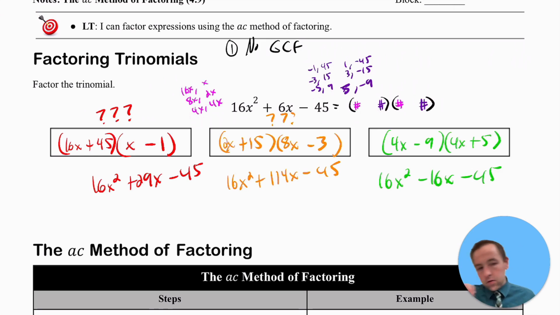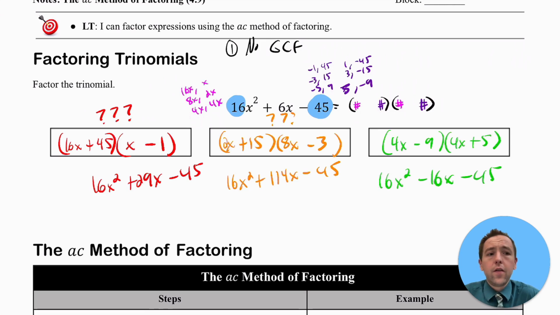So you can see that with those 3 random ones that I just picked out, none of them work. And in reality, you might be sitting there guessing and checking for a very long time. Whenever the beginning of a trinomial and the end of a trinomial have lots of options of factors, it'd be nice if there's some sort of strategy that we could employ that would make this go a little bit more efficiently, a little bit faster rather than guessing and checking.